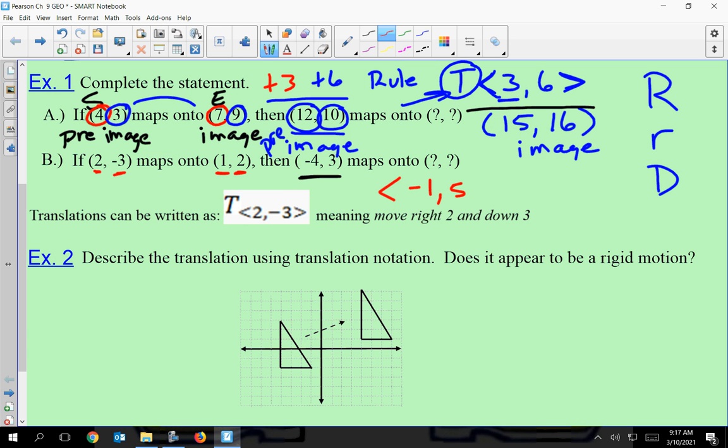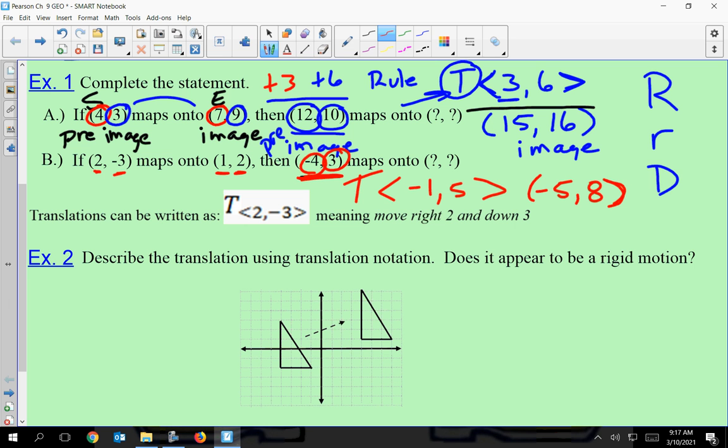So there is my rule. I'm going to use the funky brackets here. I'm going to say that I translate it using the capital T. And then I'm going to apply that rule to this point that I have right here. So I'm going in the -1 direction from -4. So that's going to give me, I believe, -5. And then I went in the +5 direction from this y value. Right? So I believe that gets me to 8. Okay, so just really some simple adding and subtracting gets me to that point.